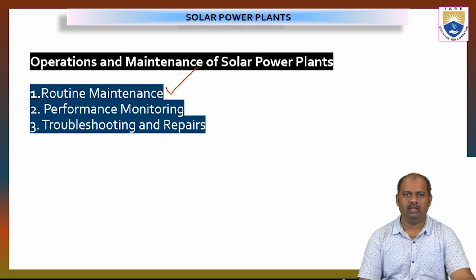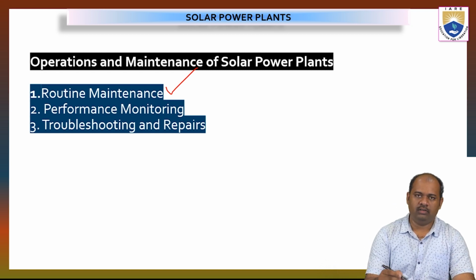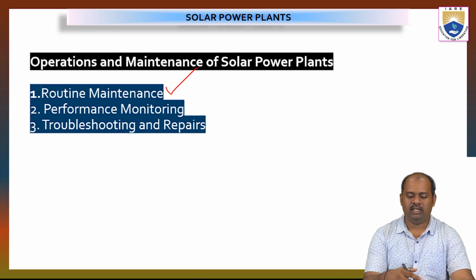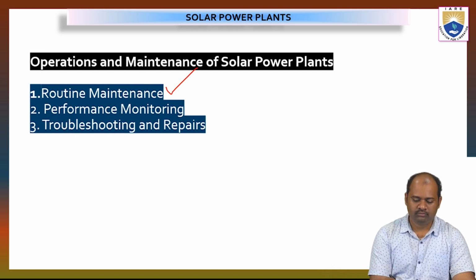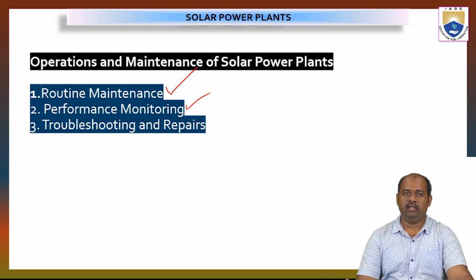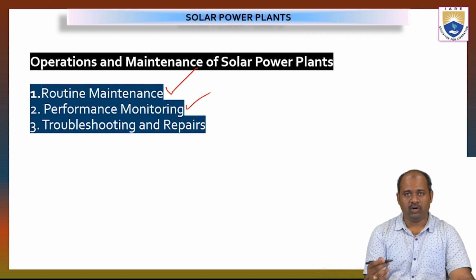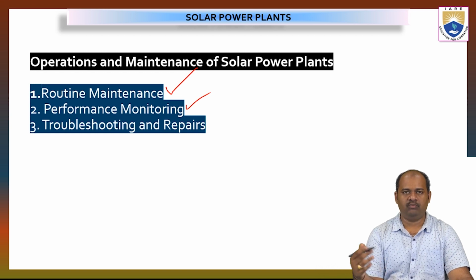The routine maintenance includes cleaning the surface of the solar power plants and checking the cables. The electrical cables have to be checked for good condition, because we are placing this entire thing in an open area. The second thing is performance monitoring. We have to check whether all the solar panels are working fine and generating perfectly, converting solar energy into electrical energy in a perfect manner. They should be as efficient as new as possible. So the performance of each and every solar panel has to be checked periodically in order to make the power plant more efficient.